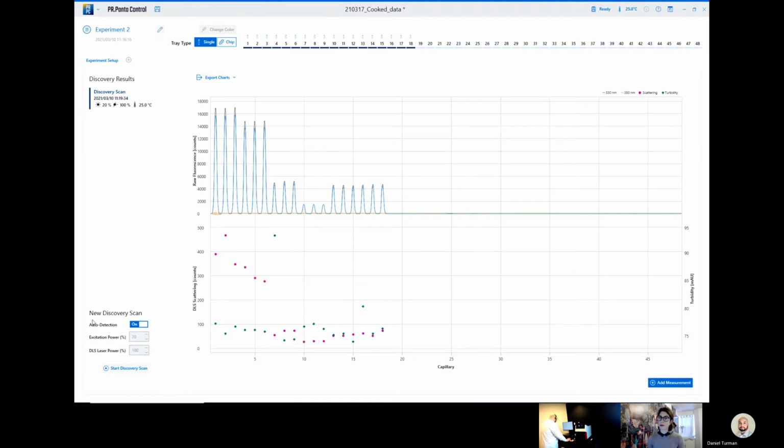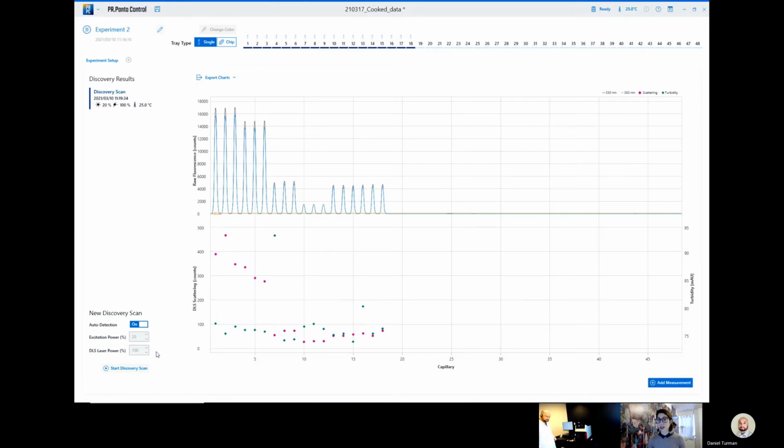And at this point, you can run a new discovery scan if you want to. Instead of using an auto detection of the sample power and the capillaries that need to be there, you have the opportunity to do this manually. And you can also, yep, go ahead, Leah.